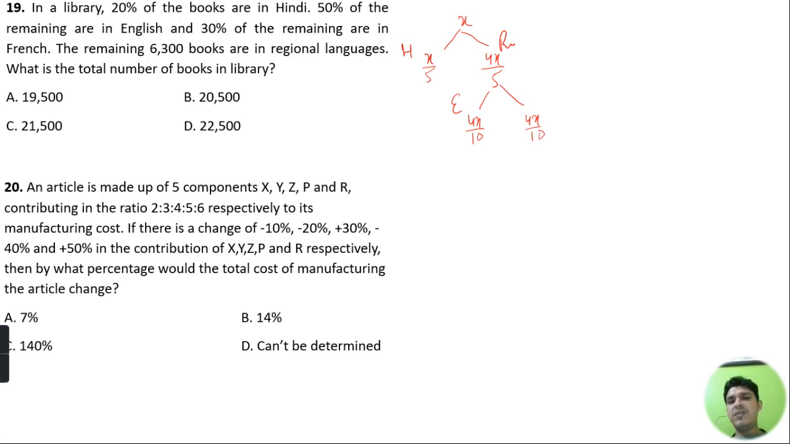30% of the remaining are in French. So how much will be 30%? Simply check, right? 12x divided by 100. So we can simply write it as 12x divided by 100, right? 12x divided by 100, and if we find the remaining, so the remaining will be 24x divided by 100.